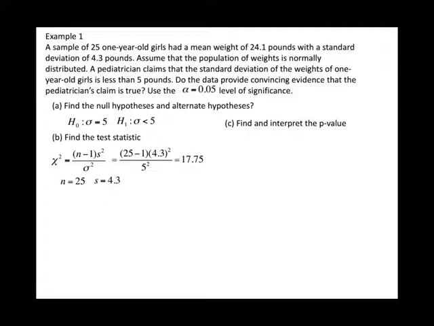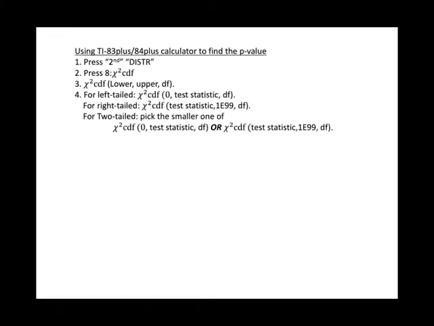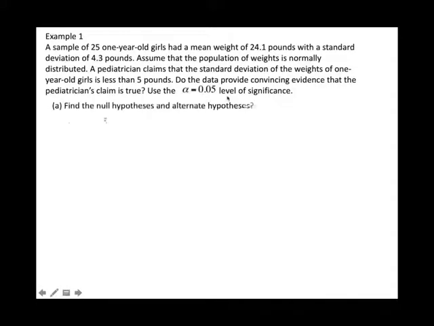Now I'm going to find and interpret the p-value. My alternate hypothesis is less than, so we will use the left tail. Left tail, so it's going to be chi-square CDF from 0 to your test statistic and the degrees of freedom.